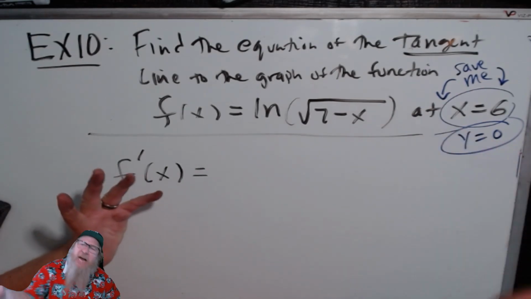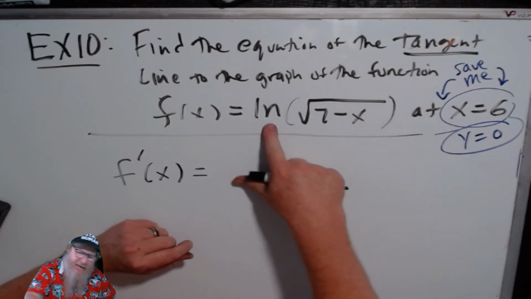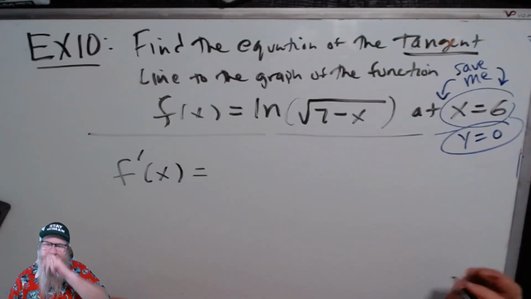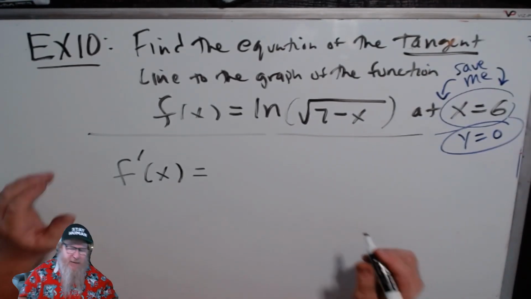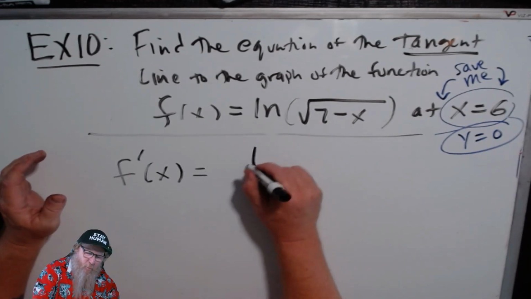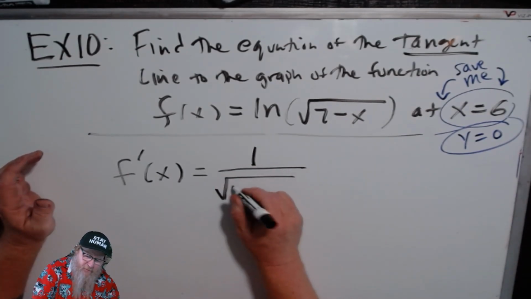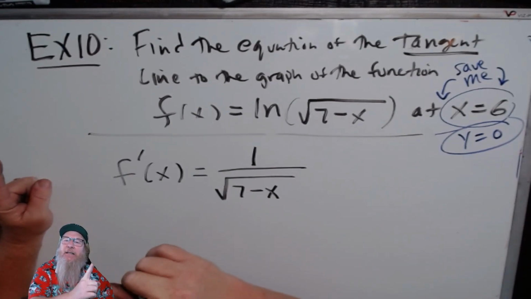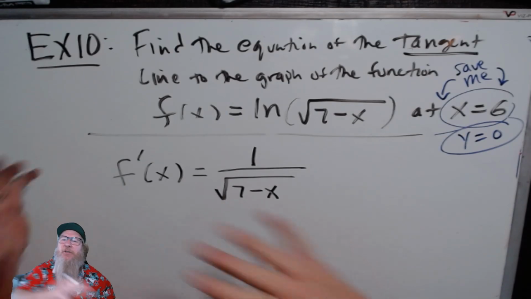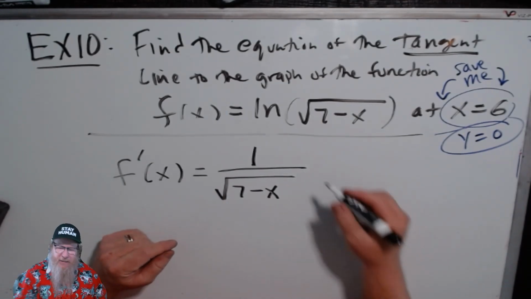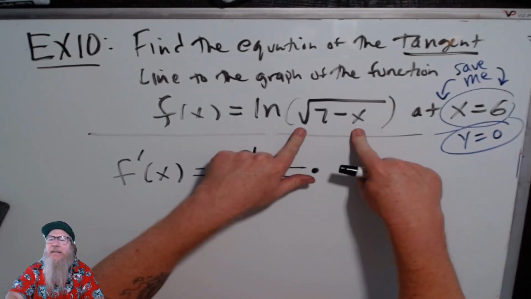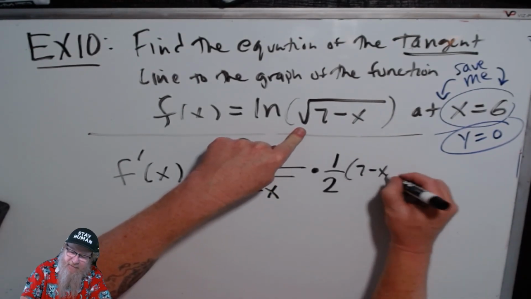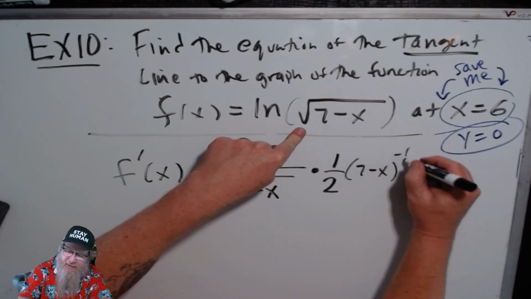All right, this is the chain rule all day long. This is one of the easier ones, ln. It turns out that ln is very common in this course, so we might as well hit it as many times as we can. So it's going to be 1 over the square root of 7 minus x. That's the first link, that's your f, your outer, times the second link, square root. So that's 1/2 times 7 minus x to the negative 1/2.